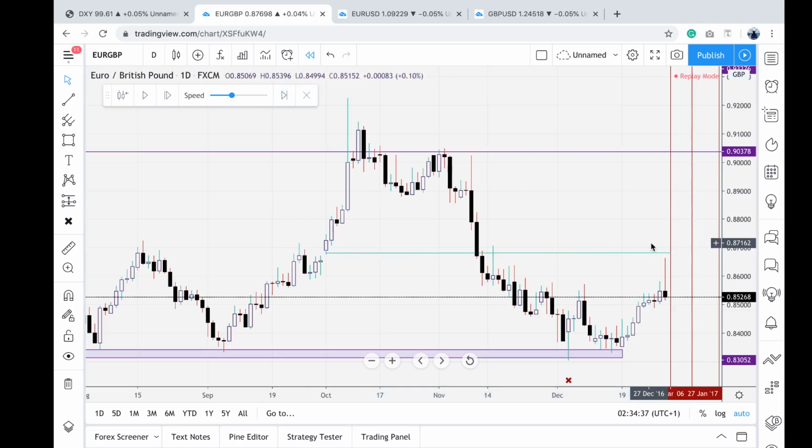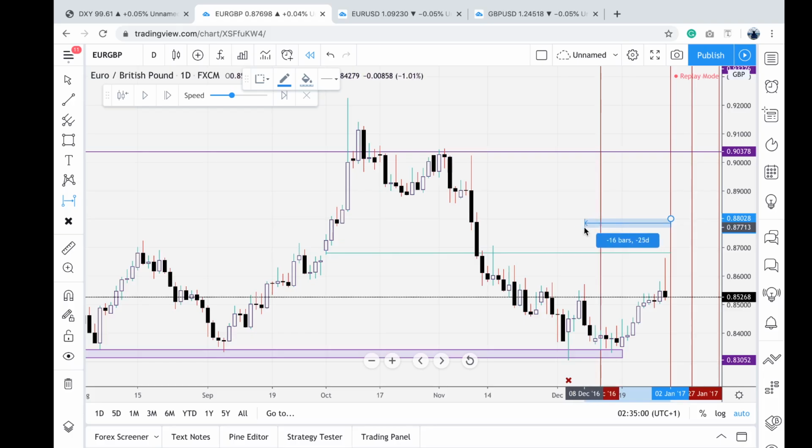Okay, so we have a weekly order block of that level. So now we want to begin to get to our IPDA ranges. Okay, so we want to get to our IPDA ranges, and let's see. We pull up our date range tool.